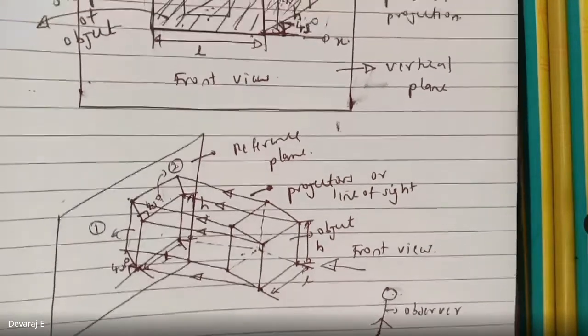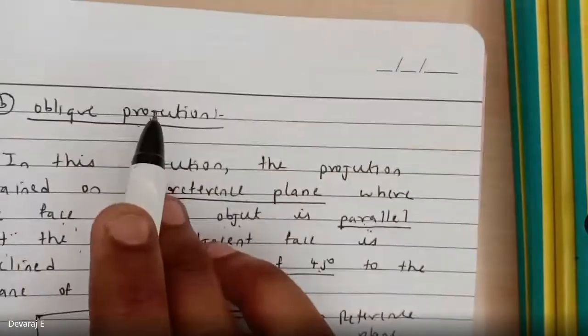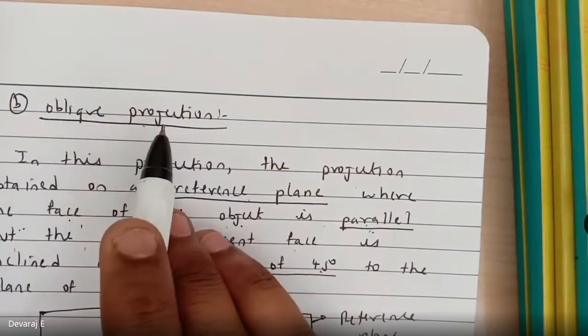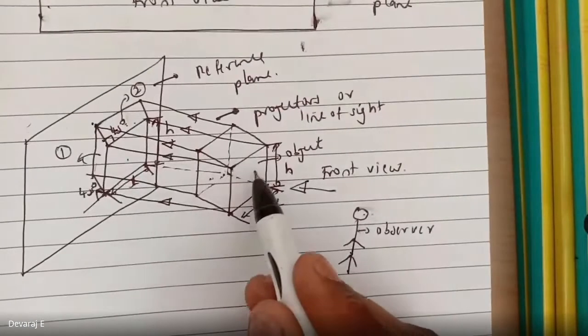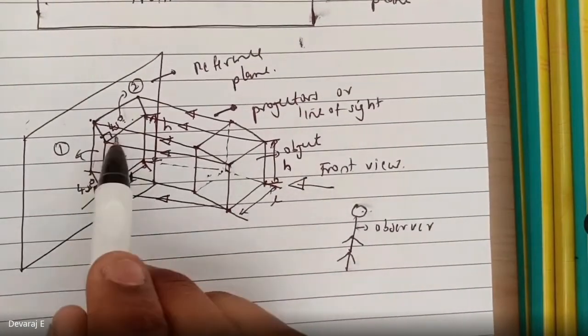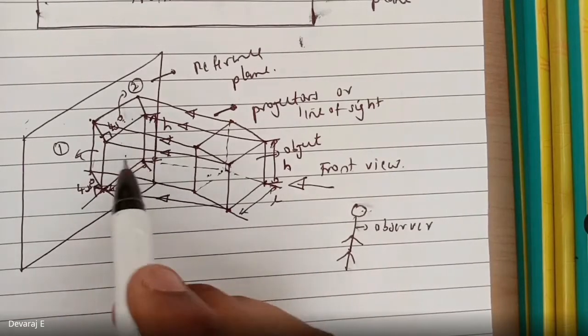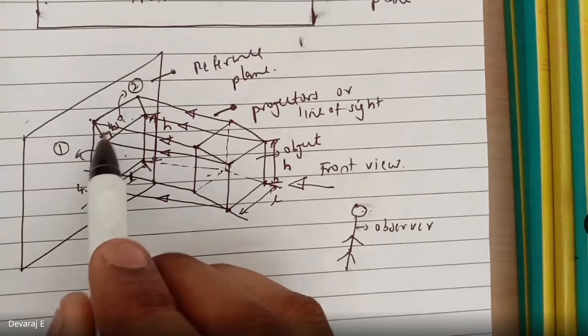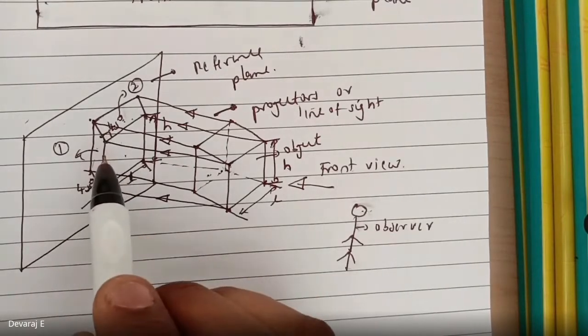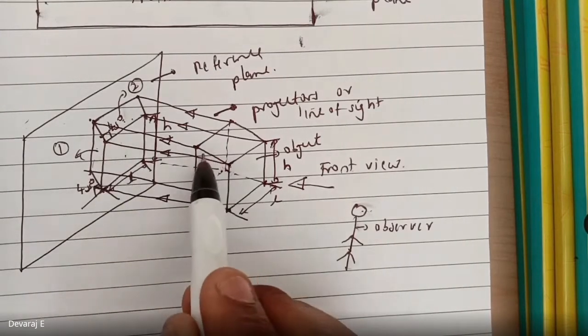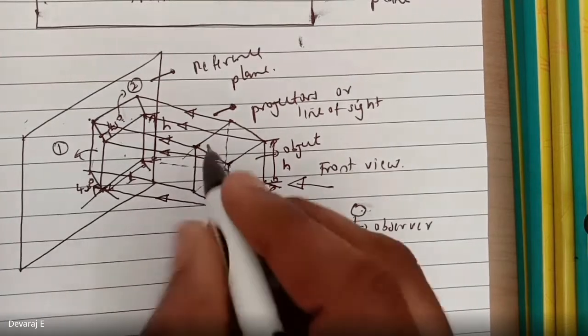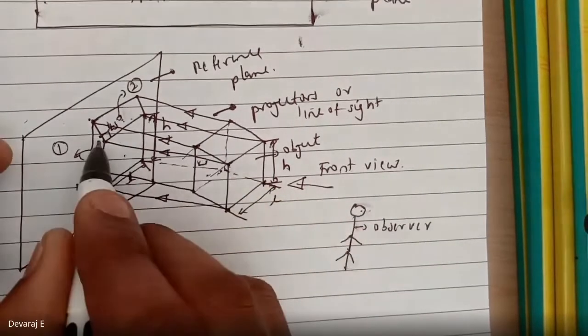Always in the oblique projection, the front face which falls on the reference plane will be the same, with the same length and height. But the adjacent faces' dimensions will be reduced. So this width will not be equal to this always.